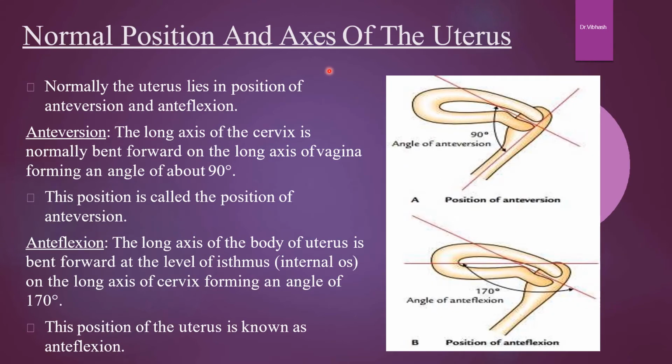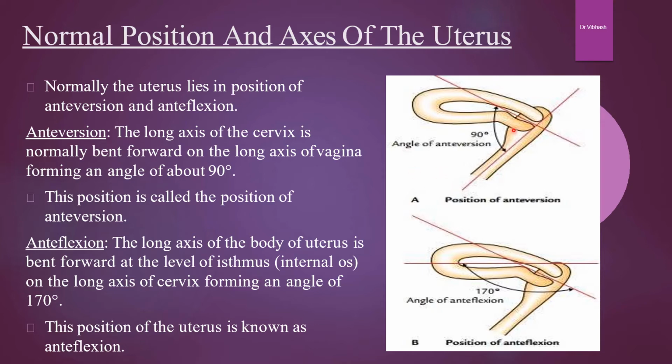About the normal position and axis of uterus. Normally, we say the uterus lies in the position of anteversion and anteflexion. What is anteversion? The long axis of cervix is normally bent forward on the long axis of vagina, forming an angle of about 90 degrees. This angle is called the angle of anteversion, and this position is called the position of anteversion.